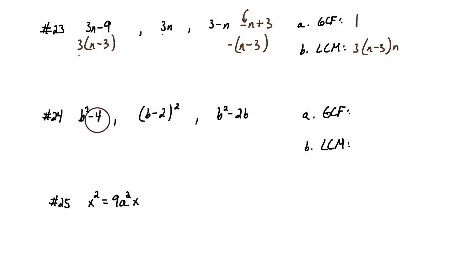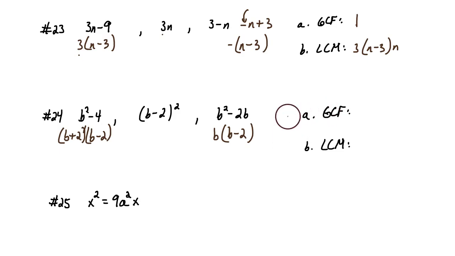Number 24, let's factor these expressions. This one is b plus 2 times b minus 2. This one right here is already factored. There are 2 factors of b minus 2. This last one has a GCF of b, so we get b times b minus 2.